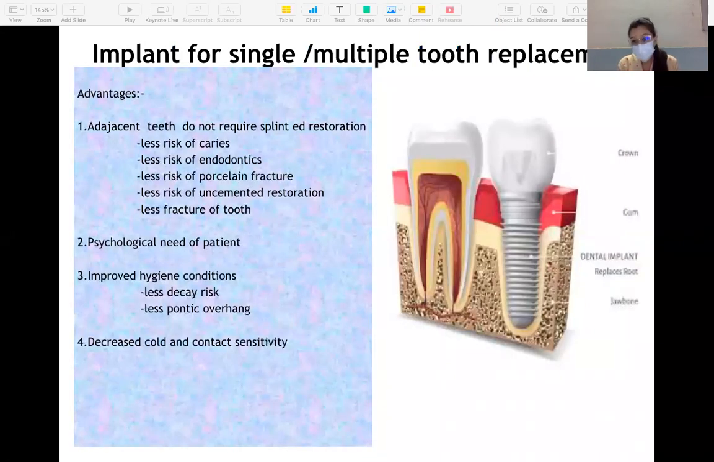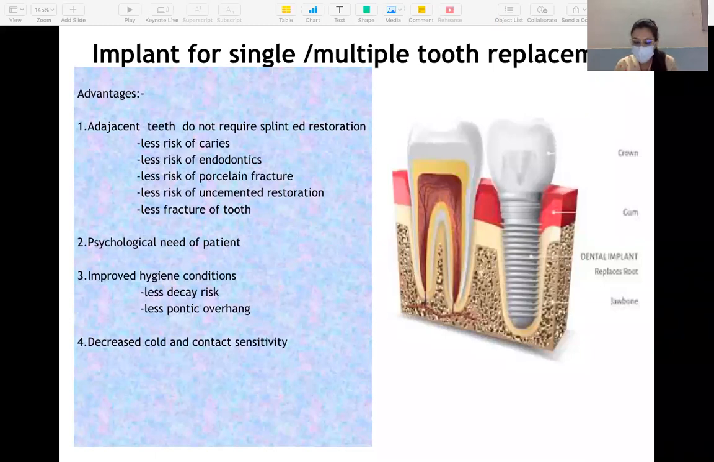What are the advantages? Now, I've mentioned to you the disadvantages of RPDs and FPDs. So why use an implant? The implant is basically a conservative treatment. Number one, you are not touching the adjacent teeth. There is no abutment needed in an implant. Then there is better prognosis because you are using the bone as a support structure. And that's why the implant becomes more of a treatment choice and has better durability than FPDs and RPDs.